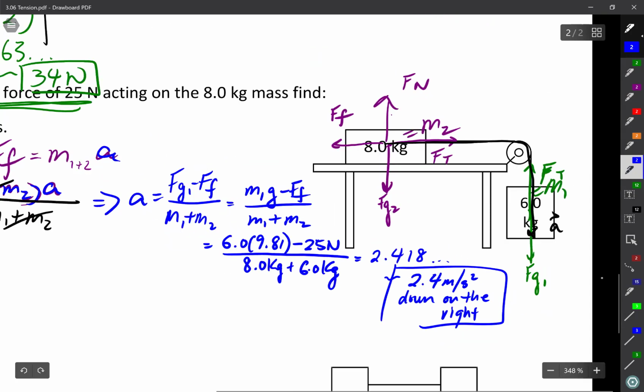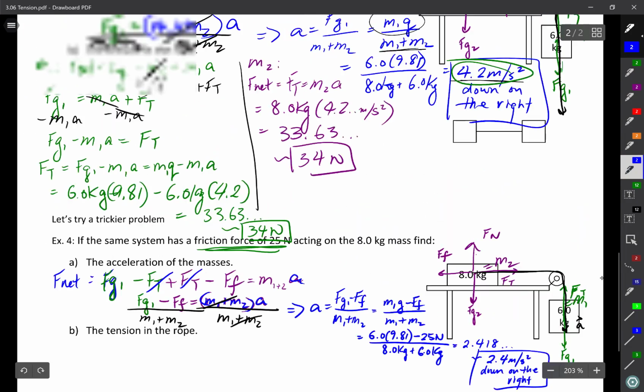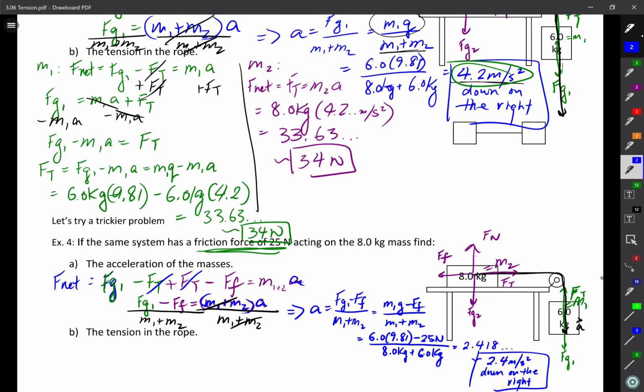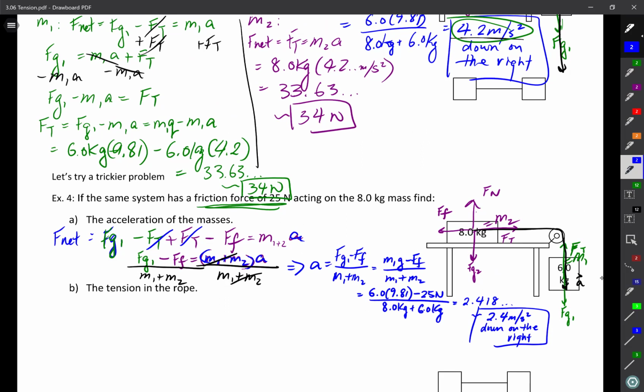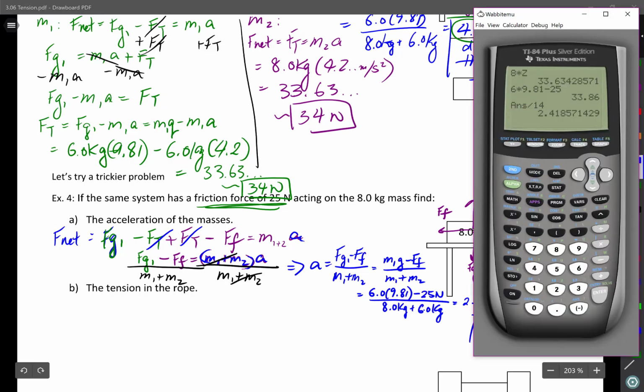And this is nice to know because it is less than 4.2, which is great. It checks out because now we have friction. We expect the acceleration of our system to be lower. I'm going to quickly store this number.